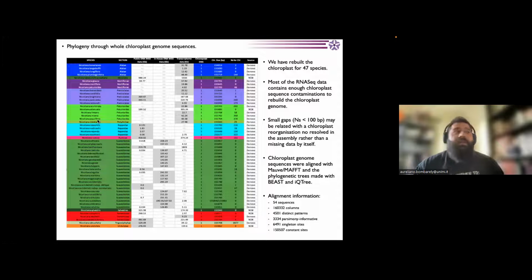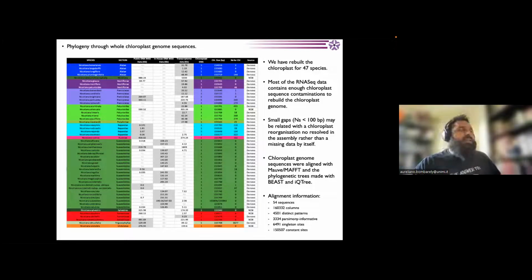Let me tell you that it's interesting that even for some species that we didn't have genomic data for, the transcriptome is most of the time contaminated with chloroplasts with enough depth that you can catch the chloroplasts and do the assembly. So for example, for some of these species like Noctiflora, we were able to take all the transcriptomic data to rebuild the chloroplast genome. For some of the species, we still have some gaps because this was a mapping reference guided assembly, but these gaps were more or less small.